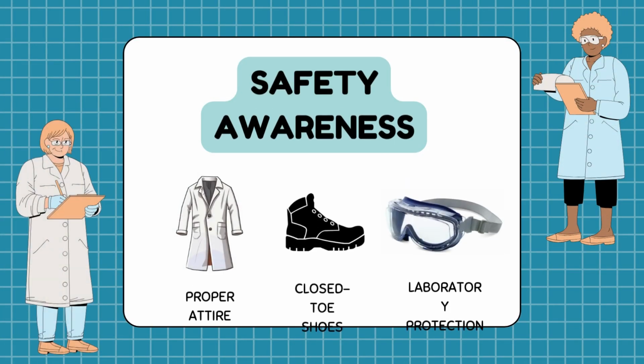Before we begin any lab work, it's important to follow proper safety guidelines to protect ourselves and those around us. First, start by wearing proper attire, like proper clothes to protect our skin. Second, always wear closed-toe shoes that protect our feet from sharp objects and hot surfaces in the lab. Third, don't forget your lab protection like safety goggles and gloves, shielding your eyes and hands from harmful substances.